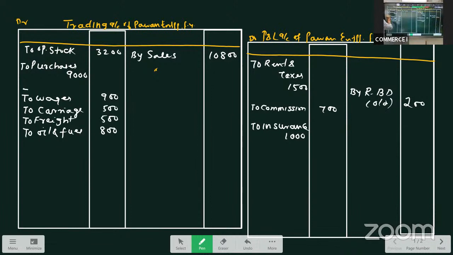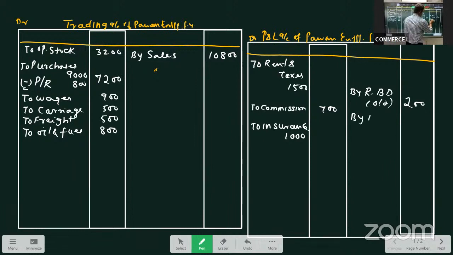Then purchase returns. Purchase returns we deduct from purchases, 800. So what is the net figure? 7,200.